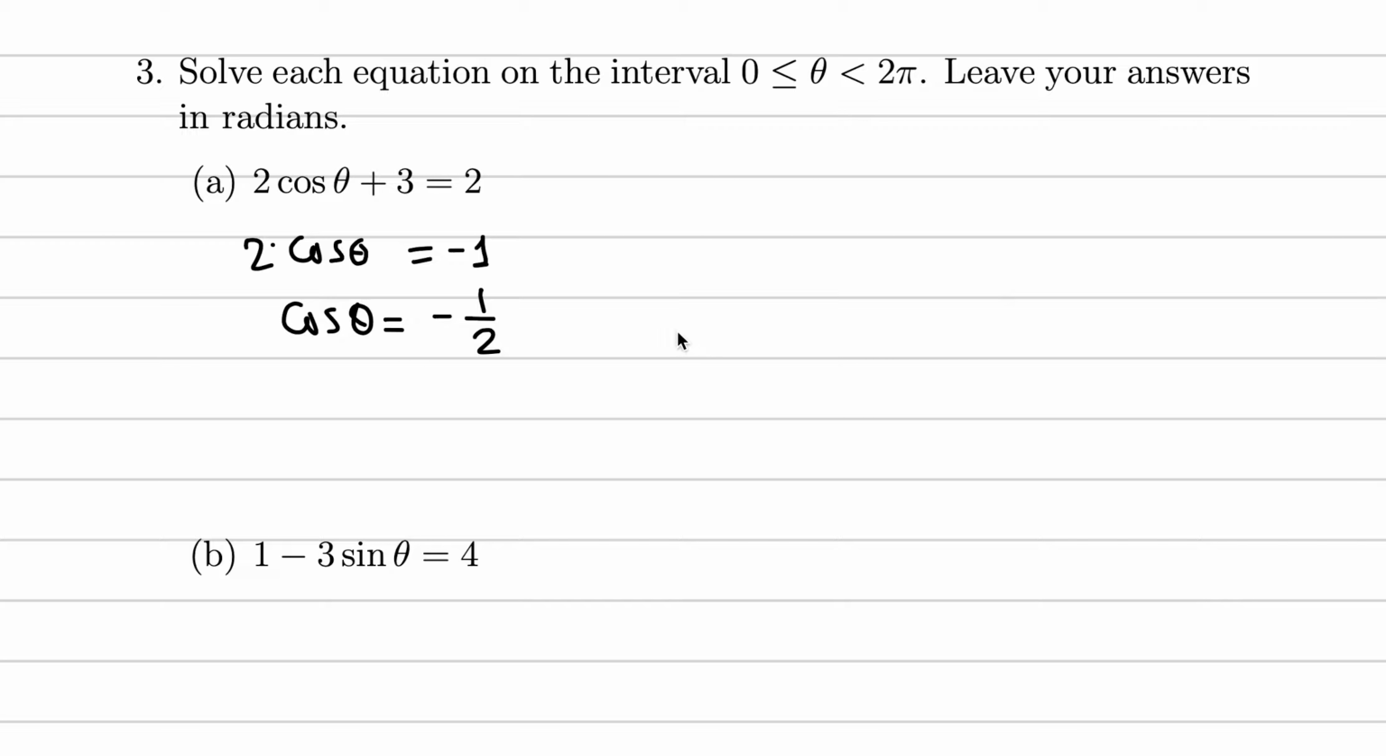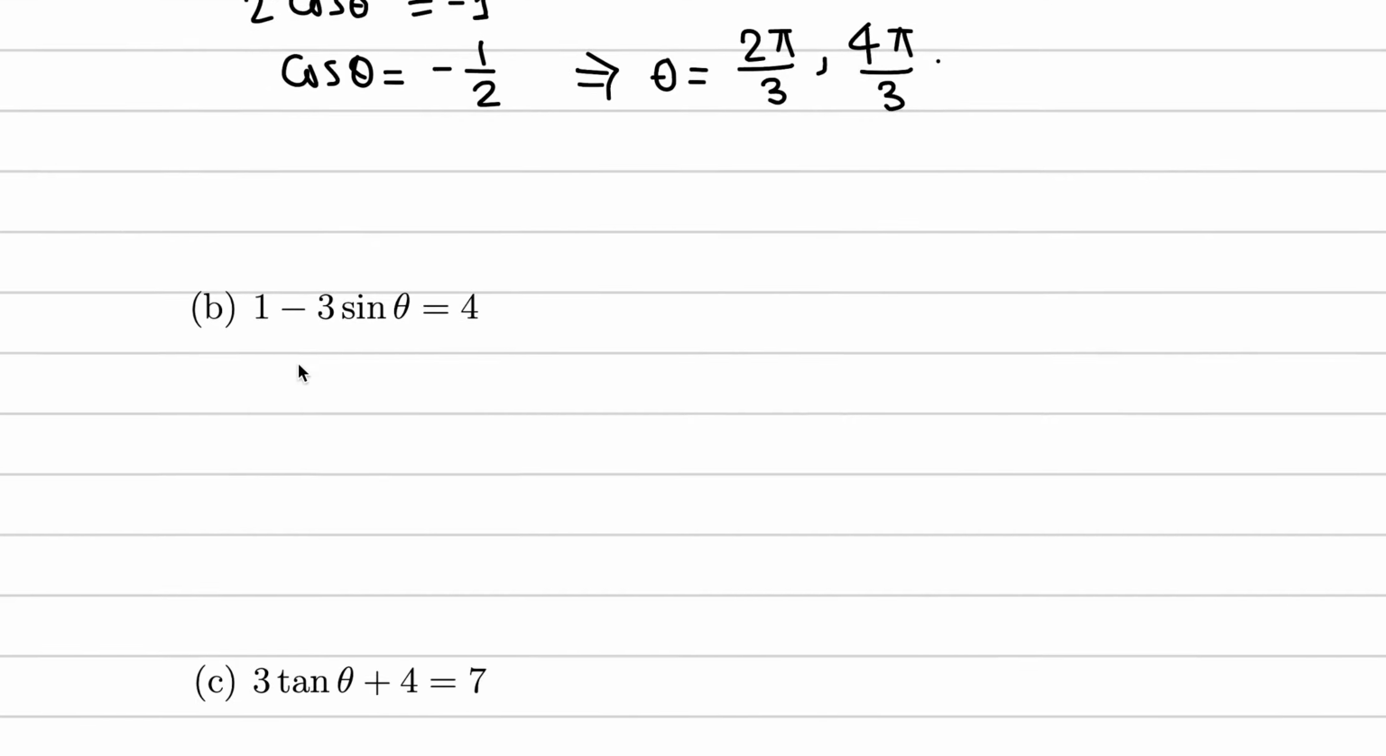Now look at the unit circle. Cosine means x coordinate. You need to fill in the unit circle if it is not filled. Once you fill in the unit circle, look at the x coordinate being negative 1/2. So theta equals the angles where the x coordinate is negative 1/2. On the left side, you will find 2 pi over 3 and 4 pi over 3. Those are the answers.